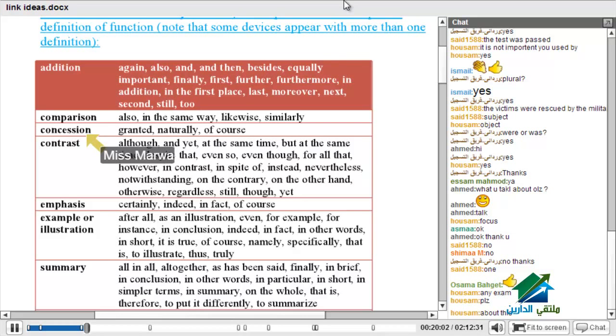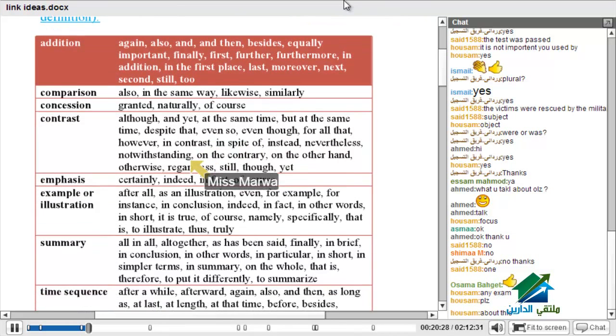Let's speak about concession. We can say naturally, granted, of course. And if you are speaking about contrast between two things or two ideas, you have to say although and yet, at the same time, despite that, even so, even though, for all that, however, in contrast, in spite of, instead. Okay?